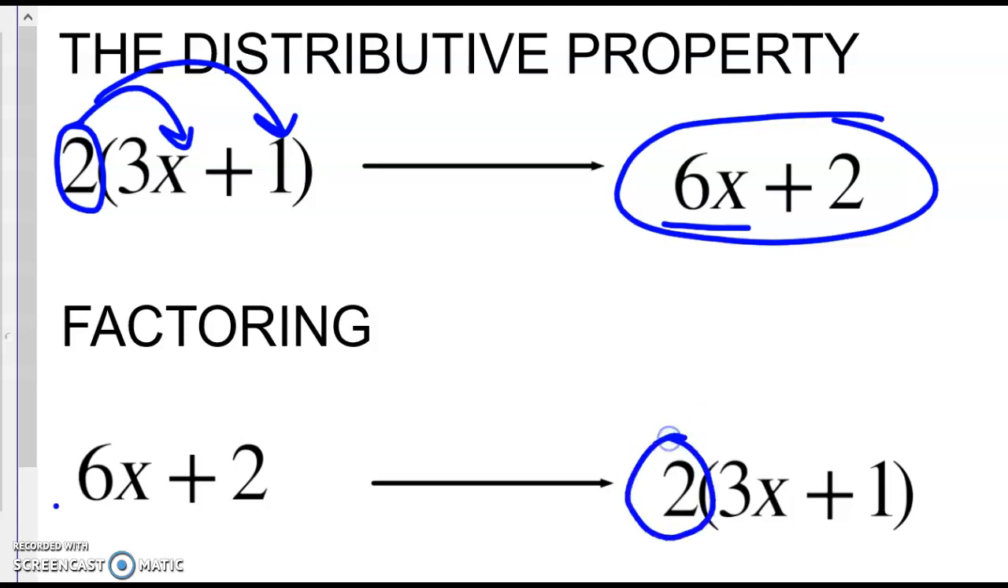This 2 right here, it's going backwards. So what I'm really doing is I'm taking the greatest common factor between these two terms here, and I'm saying, okay, this is dividing by 2. When I divide 6x by 2, I get 3x, and when I divide 2 by 2, I get 1. This is factoring.